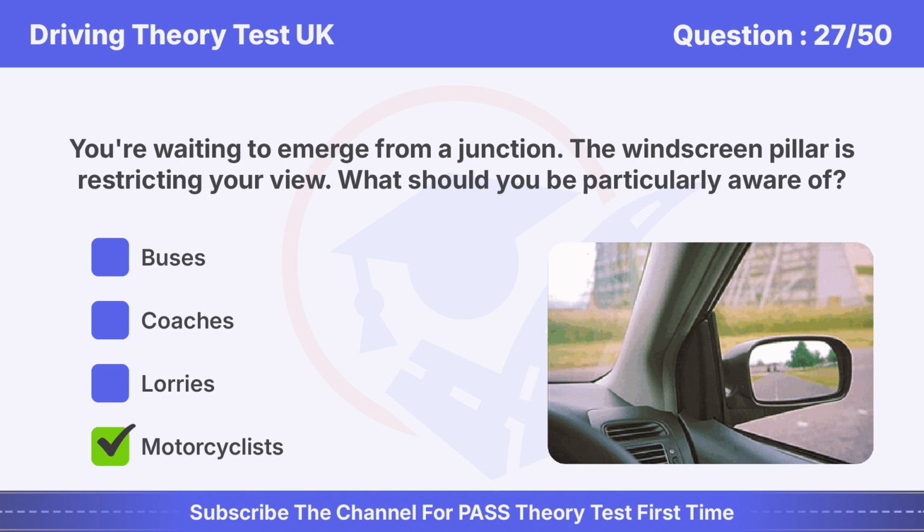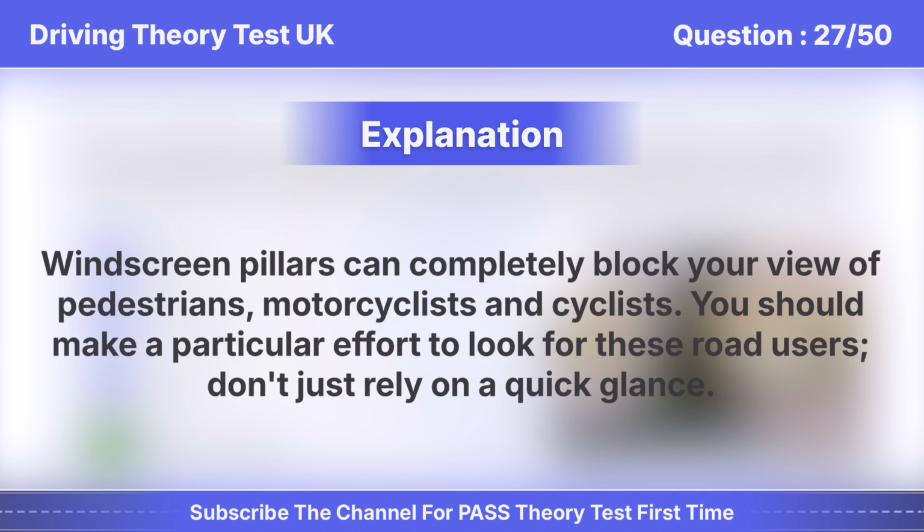Answer is D. Motorcyclists. Windscreen pillars can completely block your view of pedestrians, motorcyclists, and cyclists. You should make a particular effort to look for these road users. Don't just rely on a quick glance.